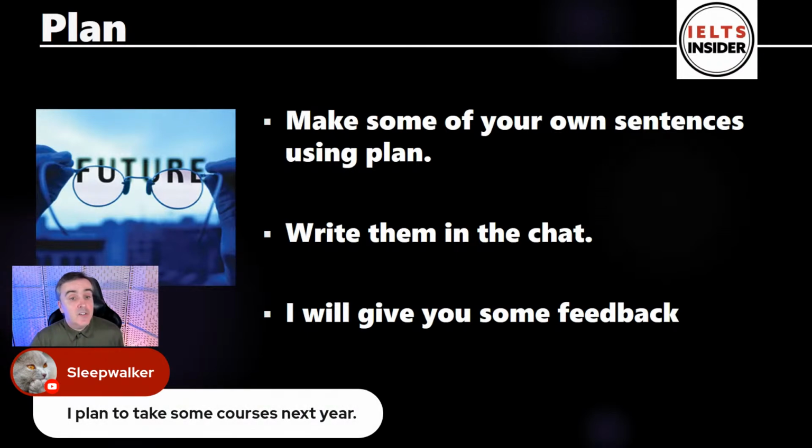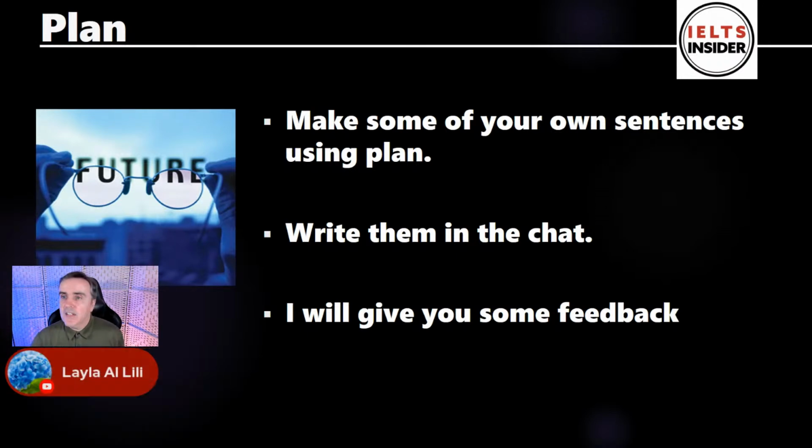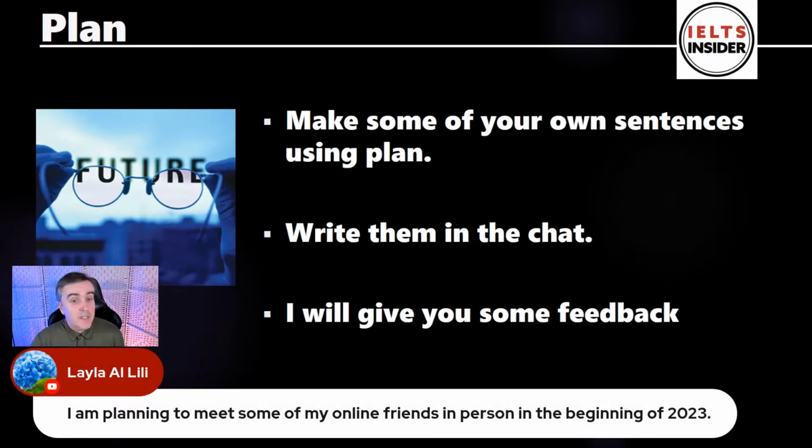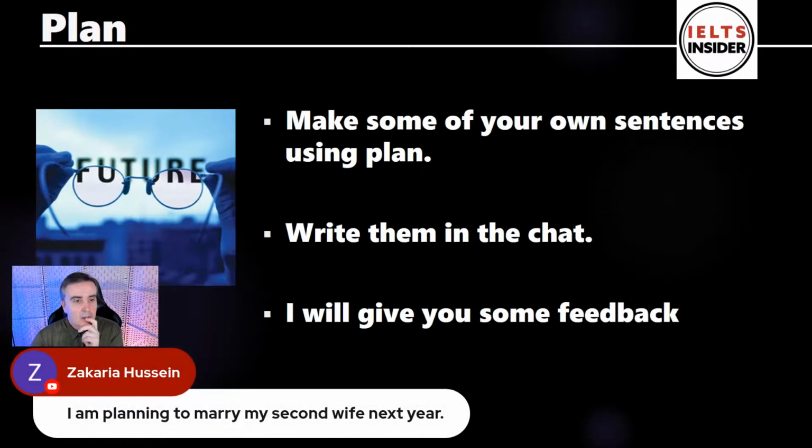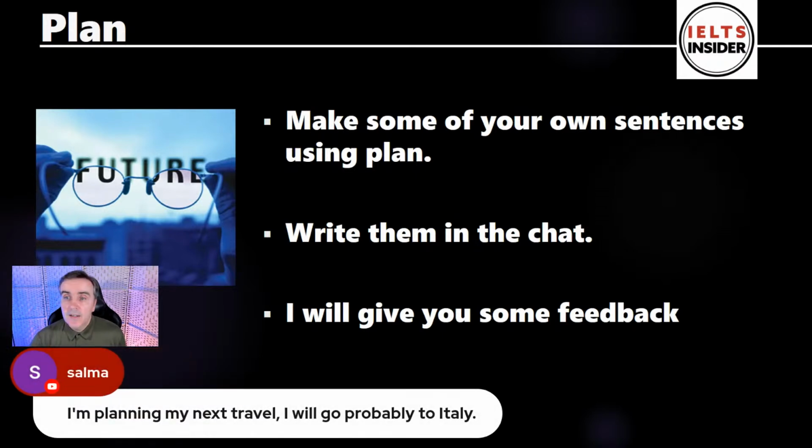Sleepwalker, I plan to take some courses next year. Excellent sentence. Layla, I am planning to meet some of my online friends in person in the beginning of 2023. Very nice, Layla. Lovely sentence. Zakaria, I am planning to marry my second wife next year. Very good. I would say here, because at the moment she's not your wife, I would say I'm planning to marry for the second time next year. For the second time might work better there.